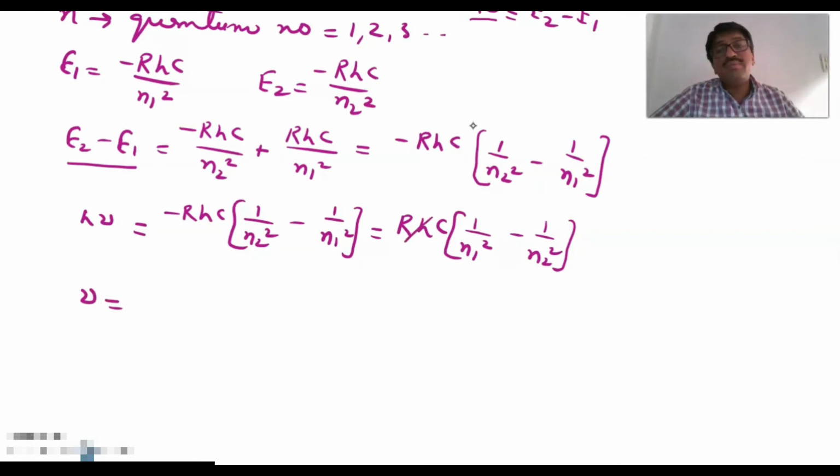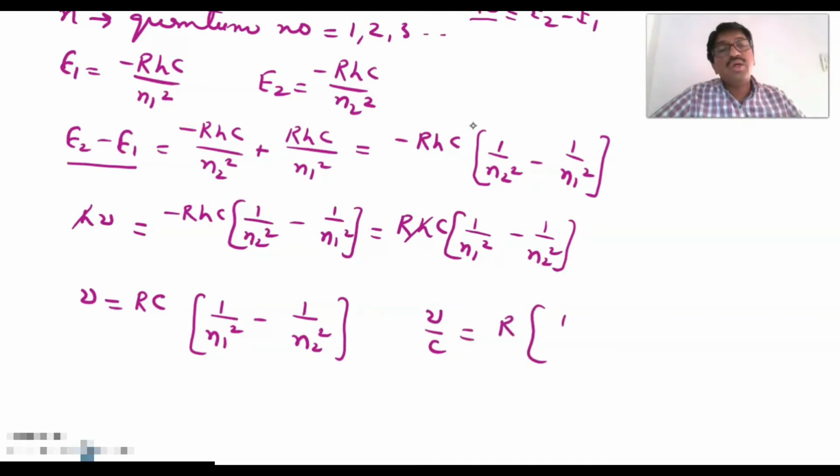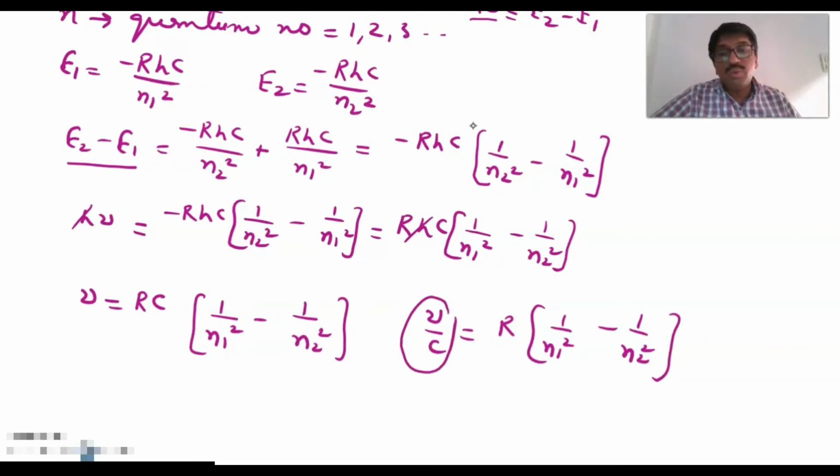H cancels out, so nu equals RC times 1 upon n1 square minus 1 upon n2 square, or we can write nu upon C equal to R times 1 upon n1 square minus 1 upon n2 square, and this nu upon C should be equal to 1 upon lambda. So the formula becomes 1 upon lambda equal to R times 1 upon n1 square minus 1 upon n2 square.